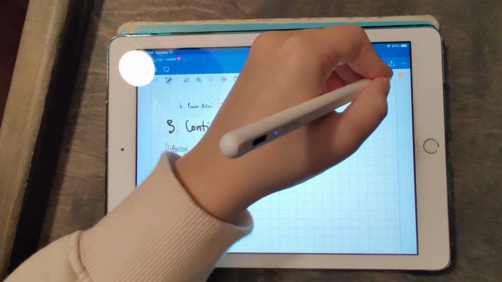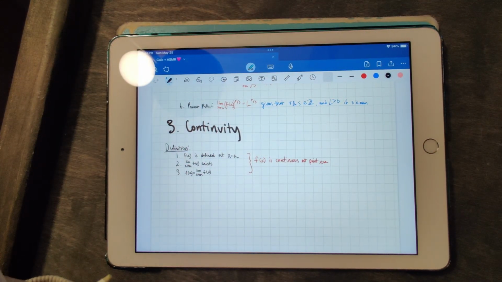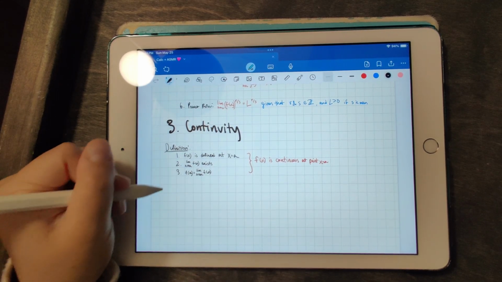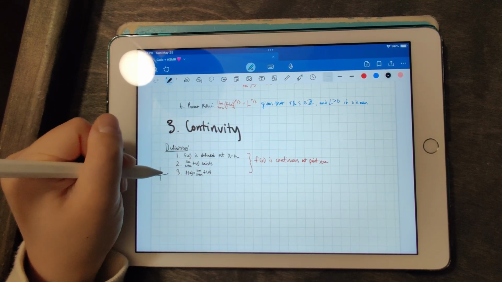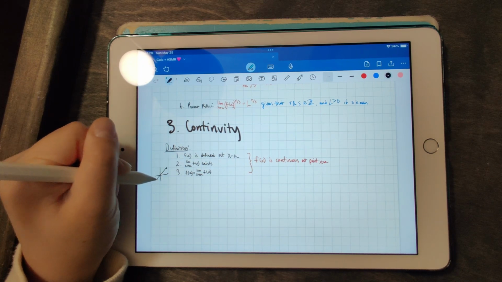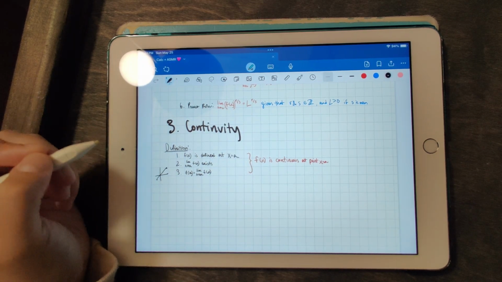And you might now ask about endpoints of a function, because sometimes a function has defined endpoints. It'll look like this or something. For endpoints, how do we tell if endpoints are continuous?